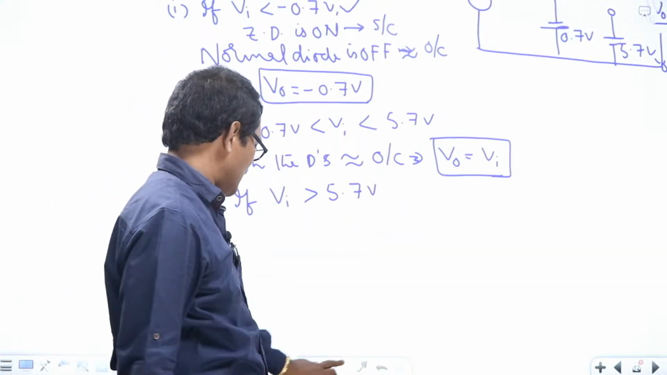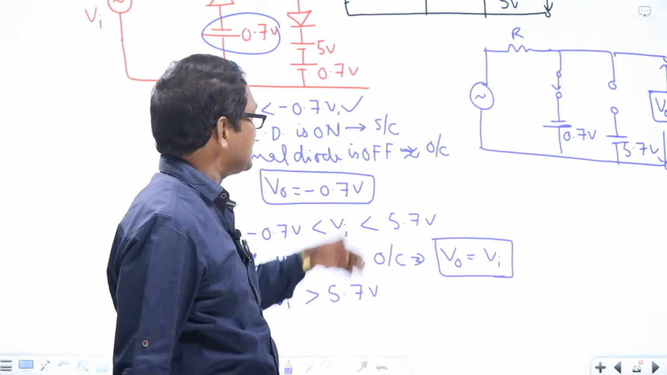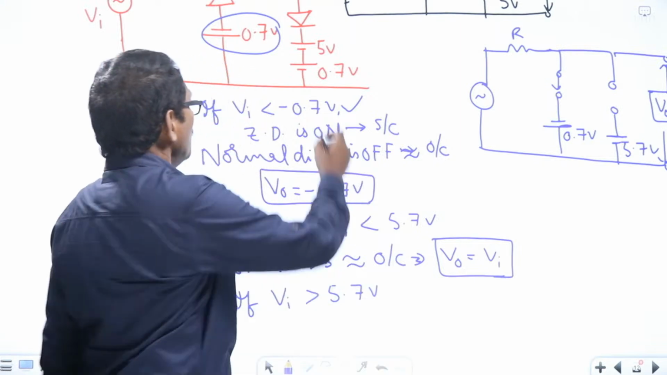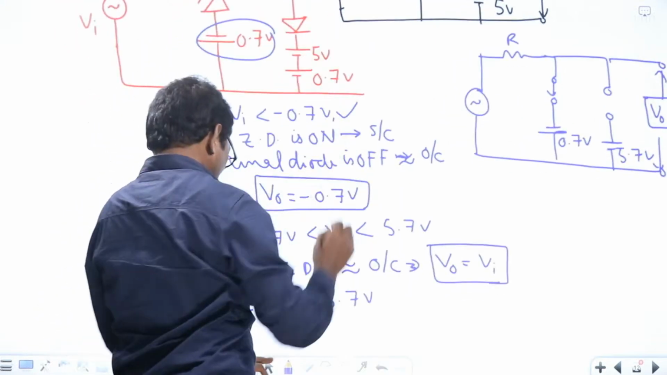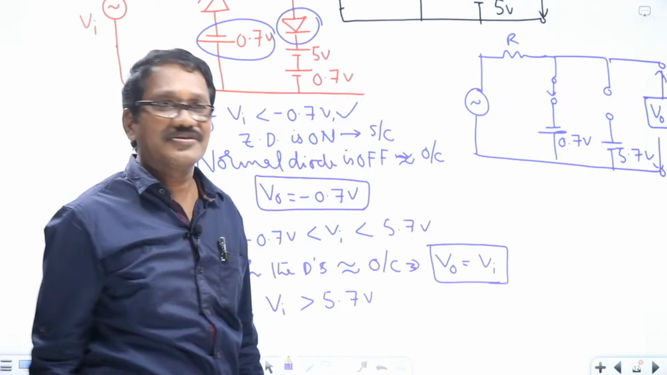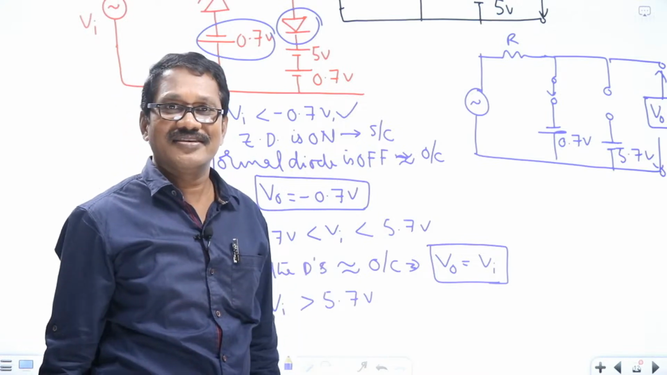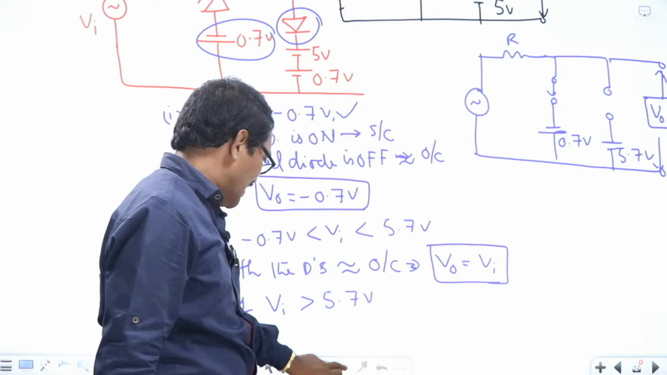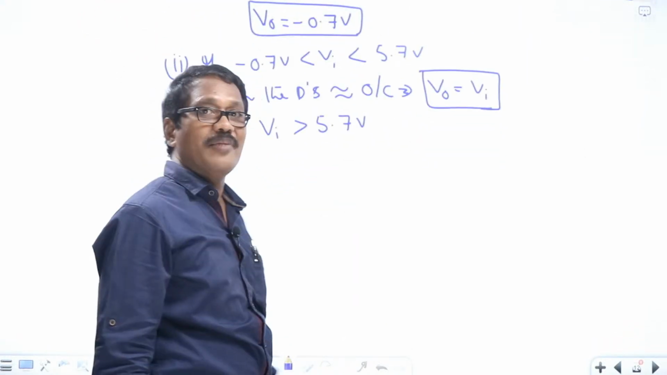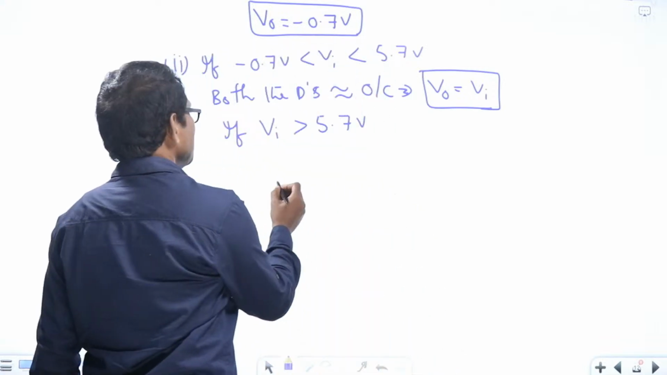And the third case is if the input voltage is greater than 5.7 volts. Then what happens? You please tell me. If the input voltage is greater than 5.7 volts, then the normal diode is in conduction. Immediately it acts as a short circuit, which conducts current. Have you understood this? The normal diode in conduction forces the output to remain at 5.7 volts.